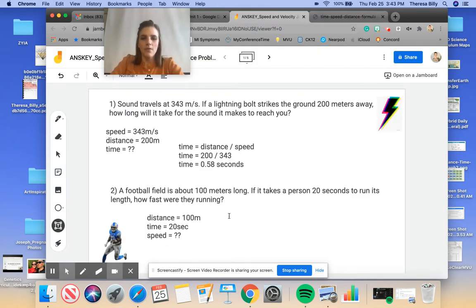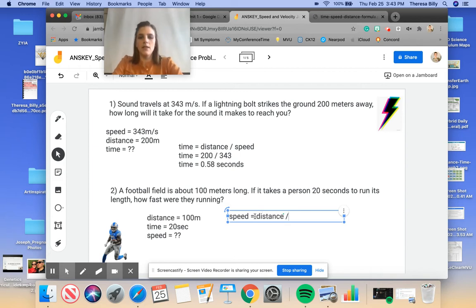So let's draw that out. I'm going to go ahead and make this long. All right, so speed equals, oops, what did I type there? Distance divided by time. Speed equals, and then let's plug in some numbers. Distance was 100. Time was 20, which means speed is equal to, what is 100 divided by 20?